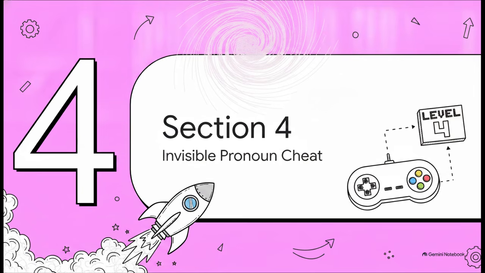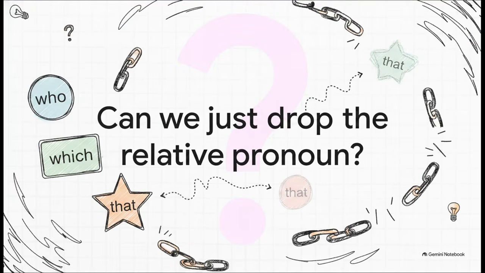All right, Section 4, the invisible pronoun cheat. We are flying through these upgrades today. Consider this level 4, the absolute cheat code of relative clauses, where you can make your writing sound unbelievably natural.